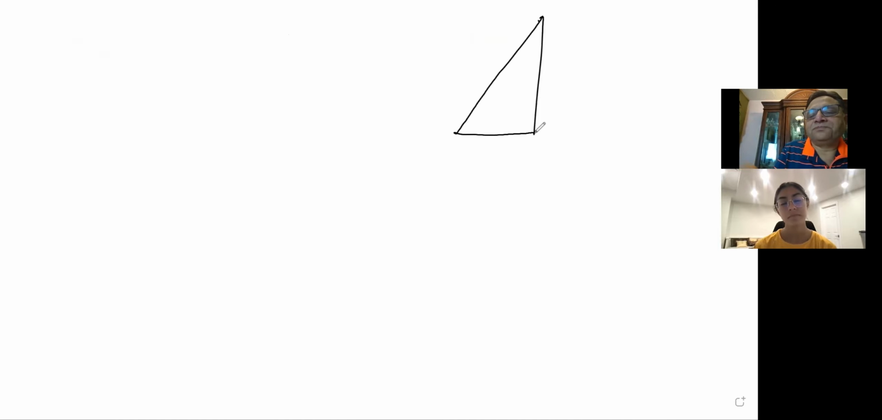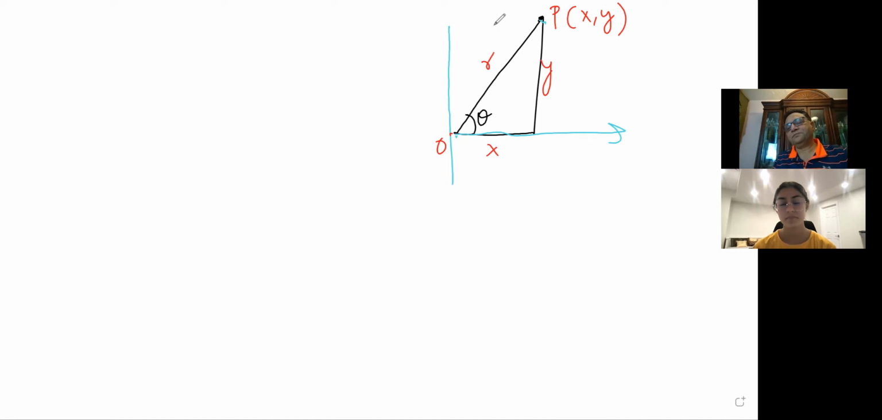Let's try to understand. Let's say this is the angle theta. Let me show you with another example. Let's talk about the coordinate axis. And let's say this is the point P, whose coordinates are x and y. That really means that this distance, if this is the origin, is x and that is y. And this is r. Is it okay? And we know r square is x square plus y square. And that is how it is, correct?